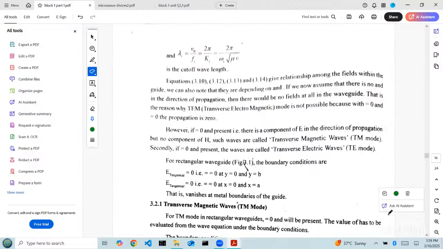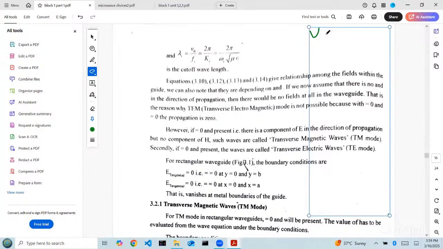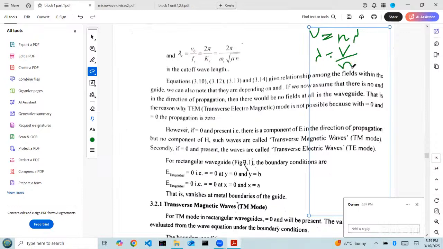See, what is the lambda formula? Actually, we know v equals n lambda, so lambda equals v by n. This can also be equated to 2 pi by Kc.